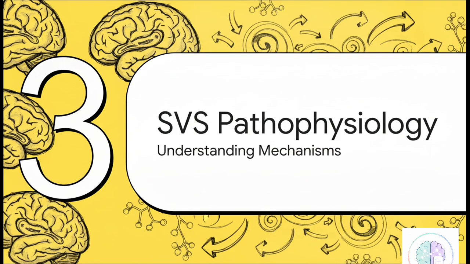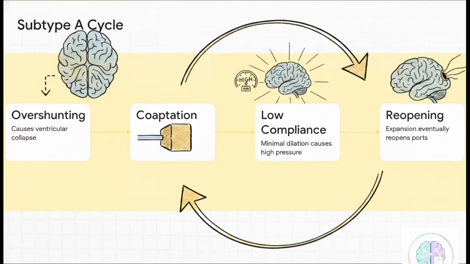Section 3. SVS pathophysiology, where we really unpack the underlying mechanisms. Let's break this down step by step for subtype A, which is known as the intermittent shunt occlusion cycle. So first up, overshunting leads to the ventricular collapse. Because the walls of the ventricles are now physically touching, that epidermal lining actually occludes or blocks the inlet ports of the ventricular catheter. We call this coaptation.